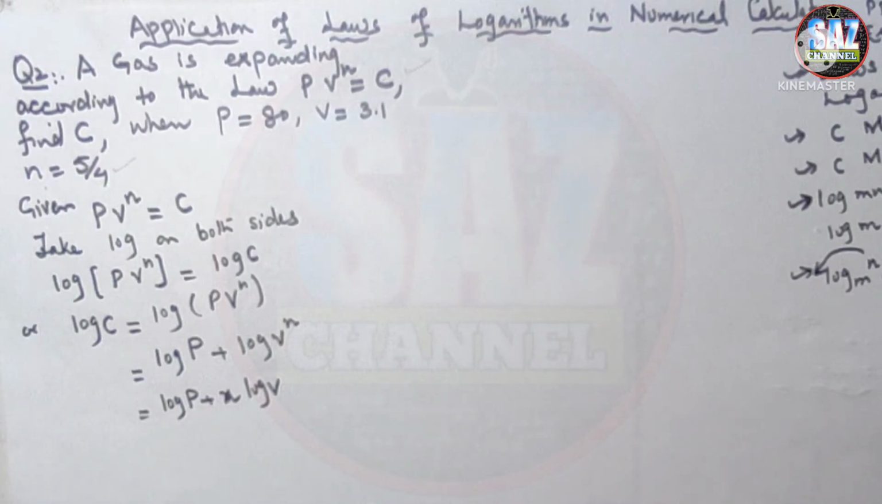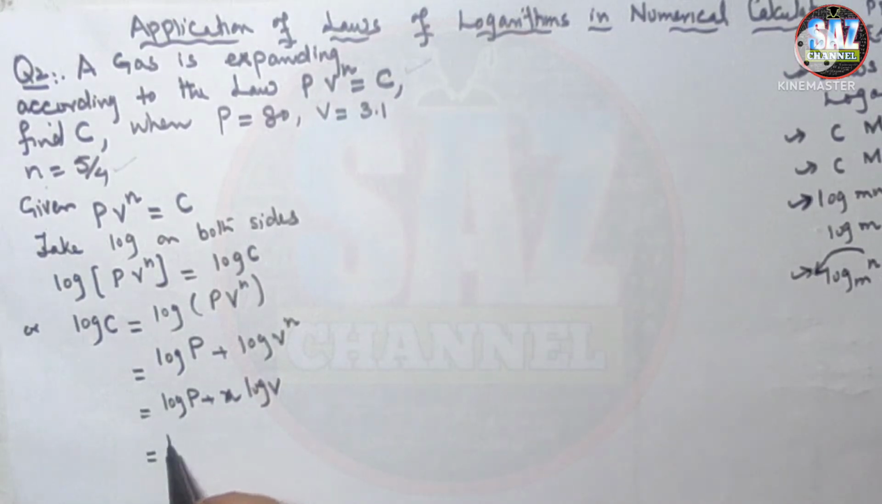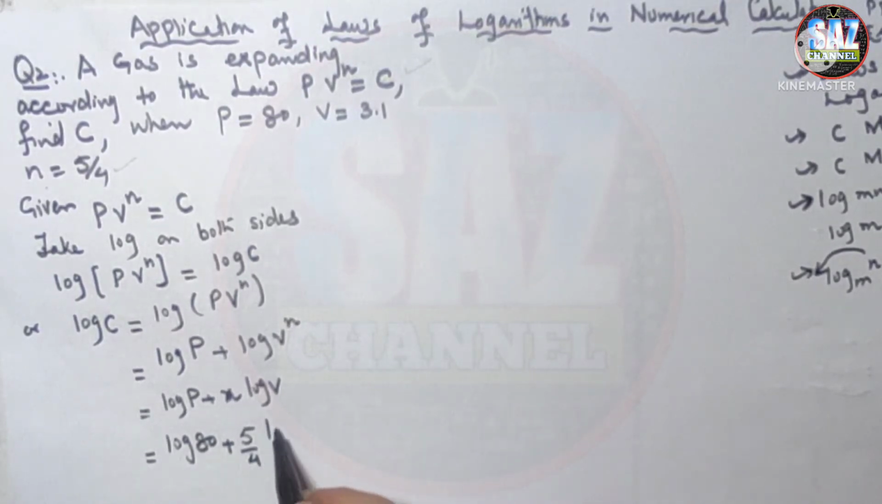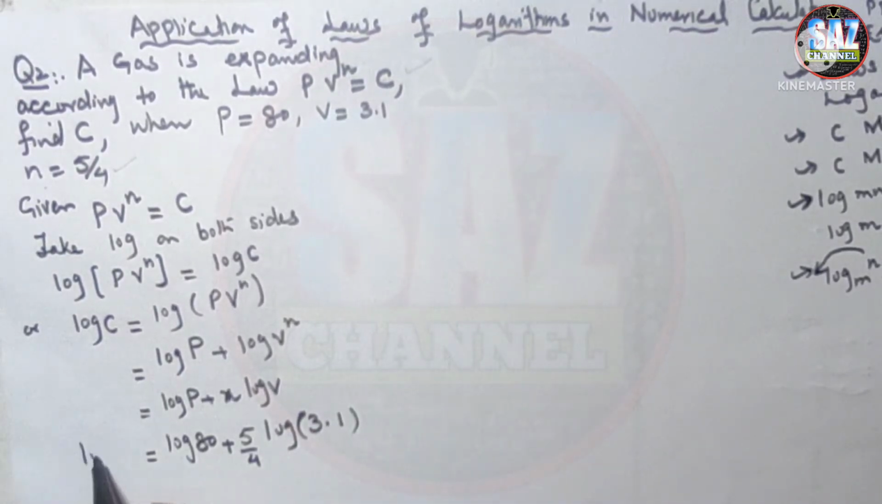And then what we can do is that we have to go for the replacement of values carefully. Please replace all of the values carefully, because you can secure good marks in these questions. As P is 80, log 80 plus n, n is 5 by 4, and log of V, log of 3.1. Okay, we have replaced the values, log C.